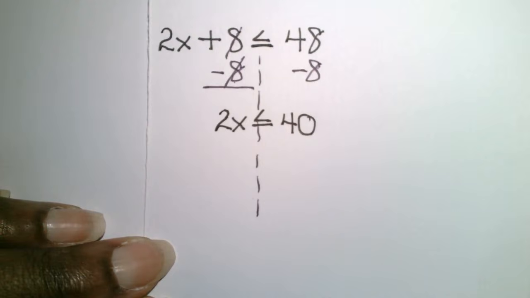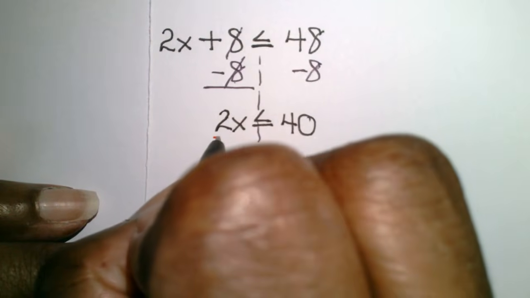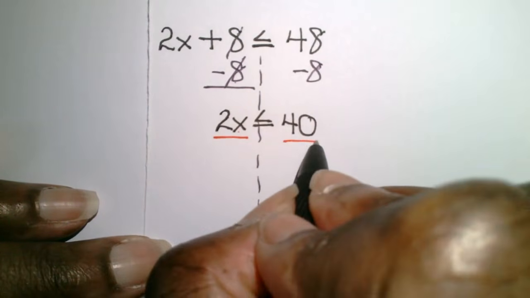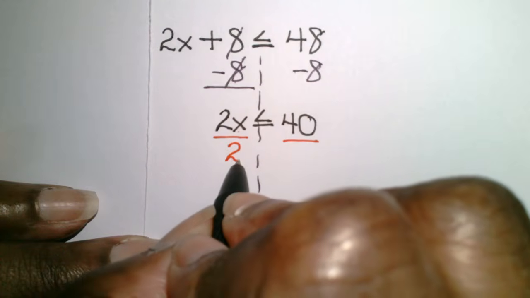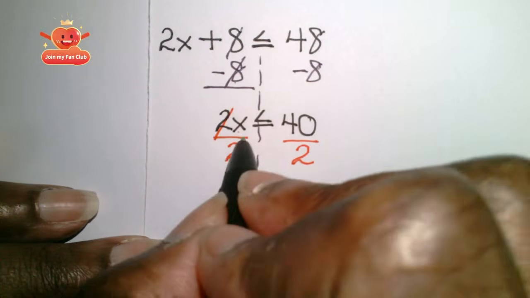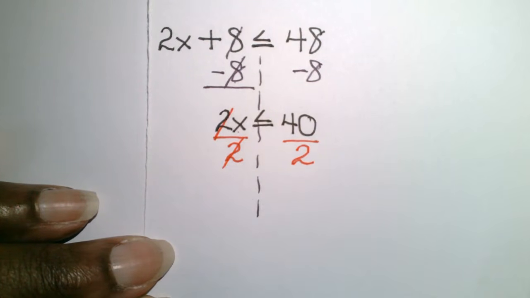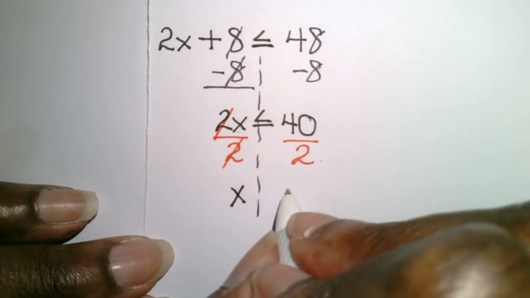Hey, Chunky Cakes, how are you? Yes, now we're going to divide. So, 2x means 2 times x. The inverse of multiplication is division. When I say inverse, I mean opposite. So 2 divided by 2 will give me 1x, and 1x and x mean the same thing. You don't have to divide both sides by 1. You're wasting time. 40 divided by 2 gives me 20.